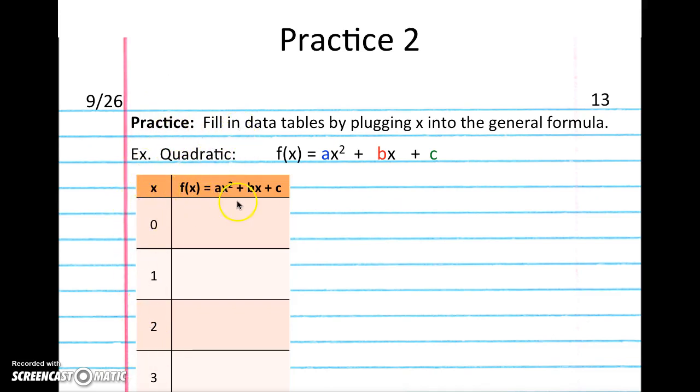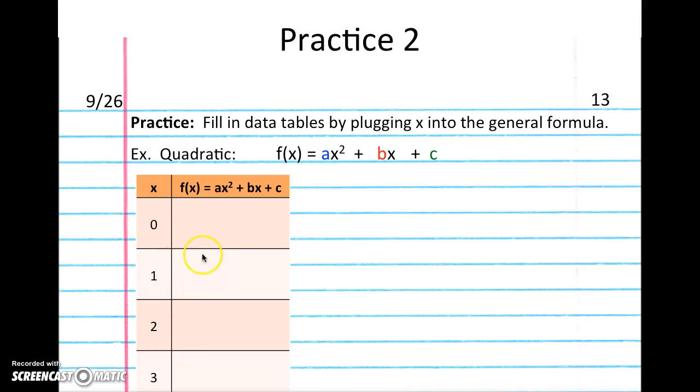So you always want to have 2 columns, x, and then here your f of x. And instead of just writing f of x, I also want you to write the general formula for the function that you're looking at. So this says f of x equals ax squared plus bx plus c, because that's the general formula for a quadratic. And I listed these numbers in for my x: 0, 1, 2, and 3.